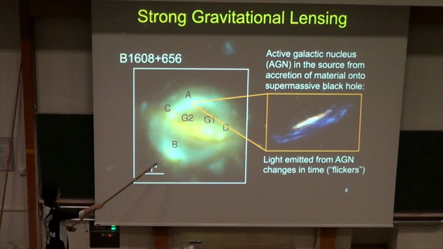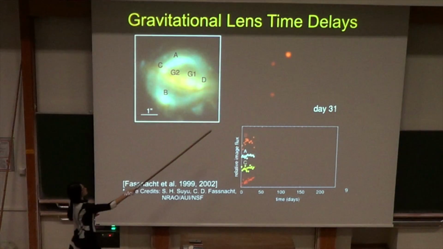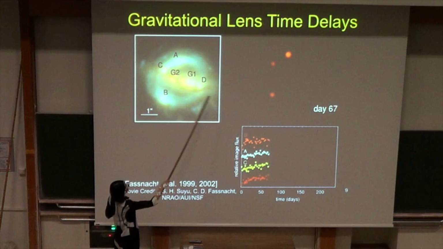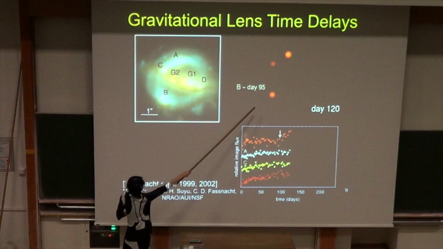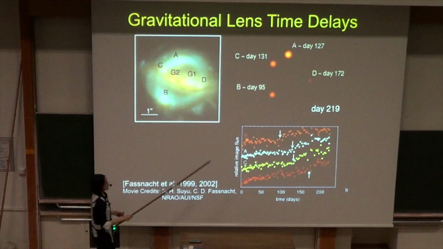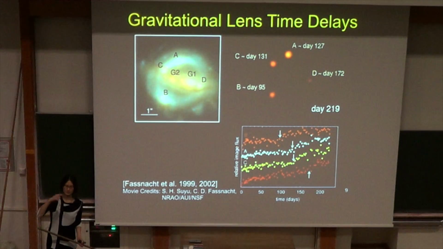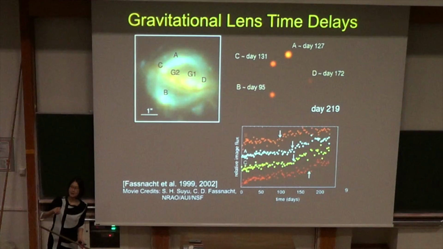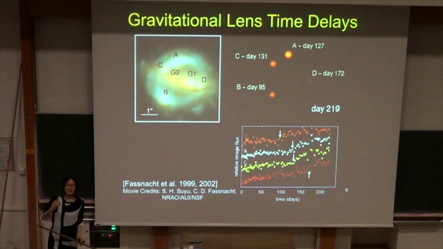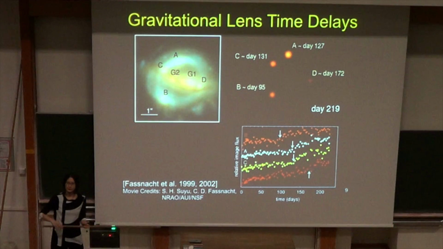So if we observe this system over time, we will see each of the 4 images shown here of A, B, C, and D. So these are the 4 images. You see that they're flickering, and that image B brightens up first, followed by A, C, and D. So the flickering pattern of each of the images must be the same because they come from the same background source. But they're delayed in time because the different images take different light paths.